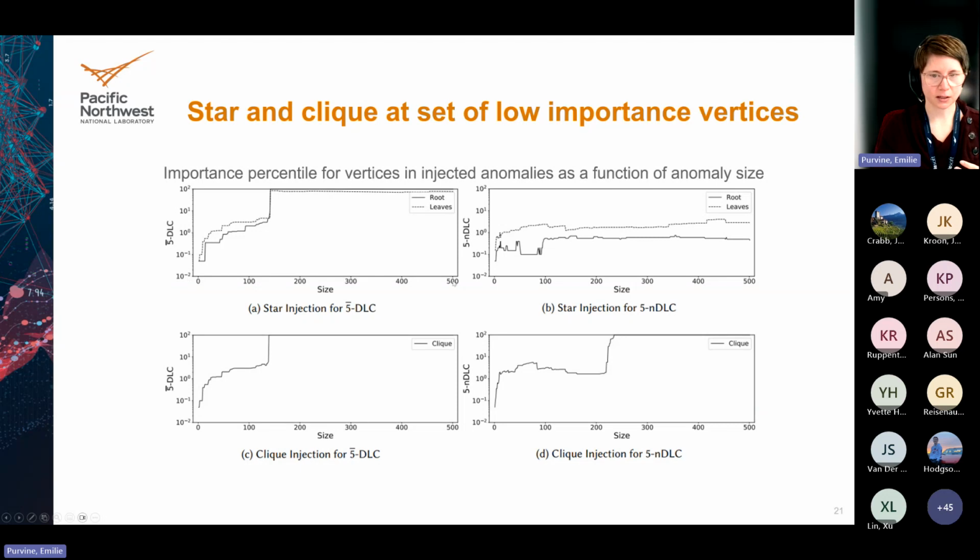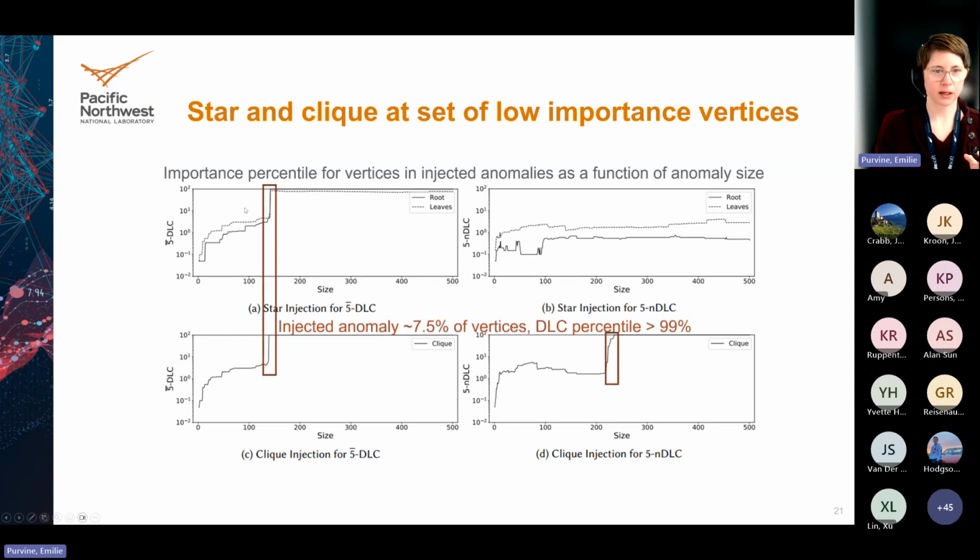So on the x-axis of each one of these plots is the size of the injected star or clique, and on the y-axis is the percentile of the DLC computed for the root, the average of the leaves, or every vertex in the clique averaged. And so a couple of takeaways.